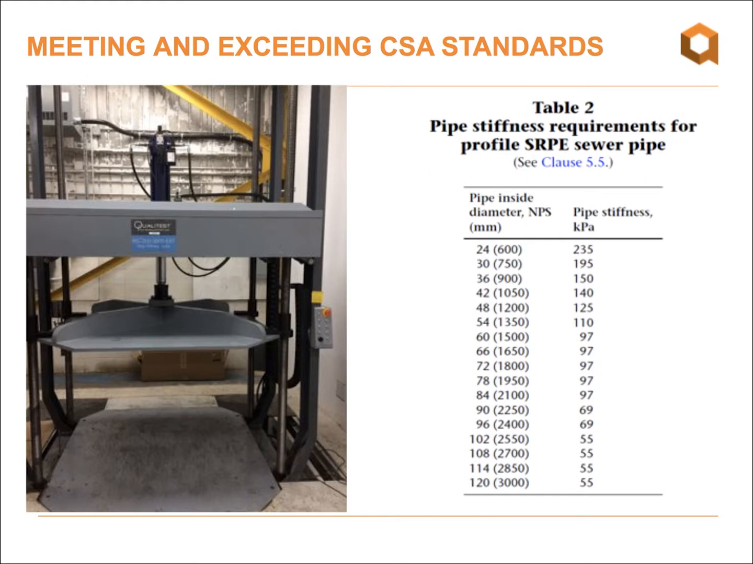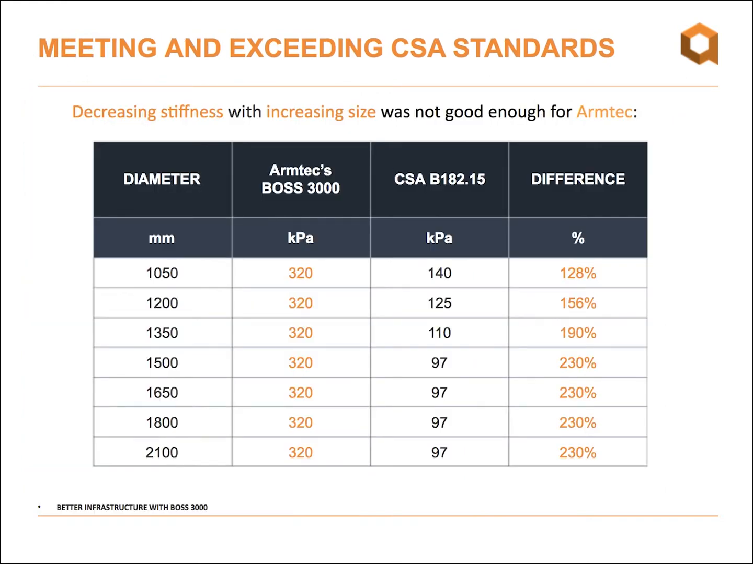And part of the testing requirements is to keep increasing the deflection to validate the quality of the extrusion in the manufacturing process. So, like I said earlier, decreasing stiffness with increasing size was just not good enough for Armtec. We wanted to surpass the requirements of the standards, and this is why this is the next generation of steel reinforced polyethylene pipe. And through all sizes, 320 kPa, which is more than 3 times what the competitors can bring to the table when it comes to the larger sizes of steel reinforced polyethylene pipe.